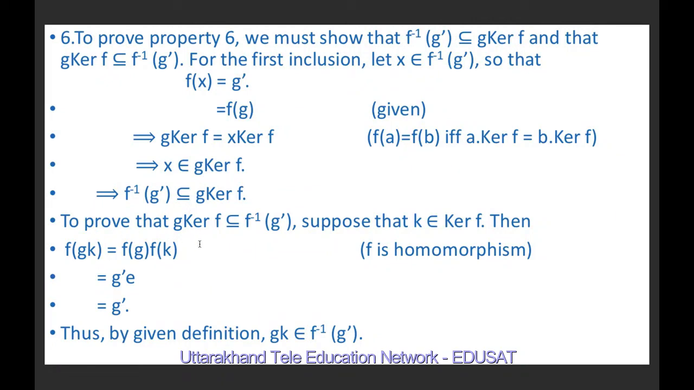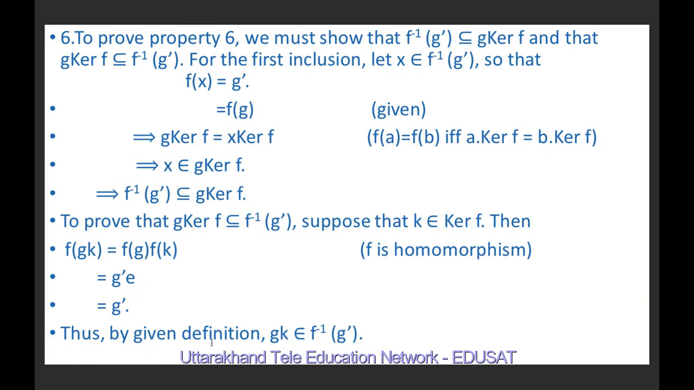Now we will show that g kernel F is a subset of F inverse G dash. Suppose that k belongs to kernel F. Then F of gk is equal to Fg into Fk, because F is a homomorphism, it preserves the group operation. But k belongs to kernel F, it means F of k is equal to E. So it is G dash into E, because Fg is equal to G dash and F of k is equal to E. So G dash into E is G dash.